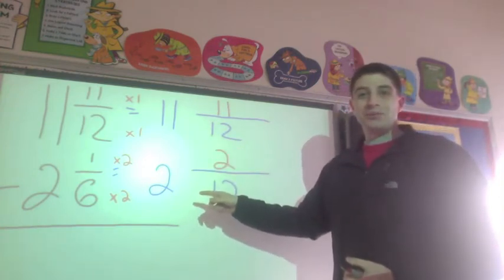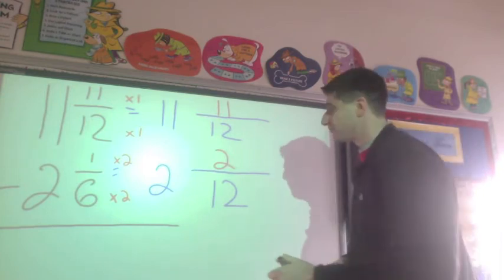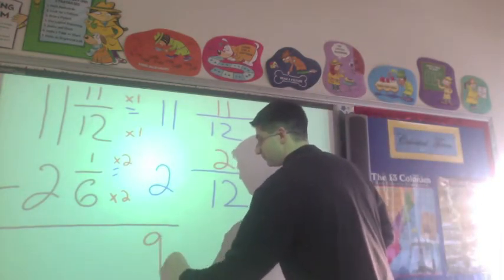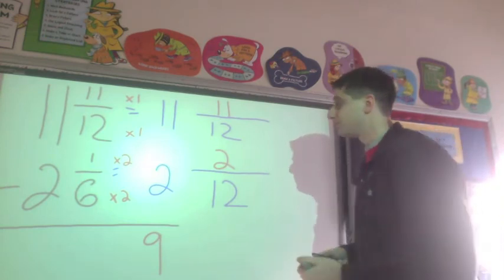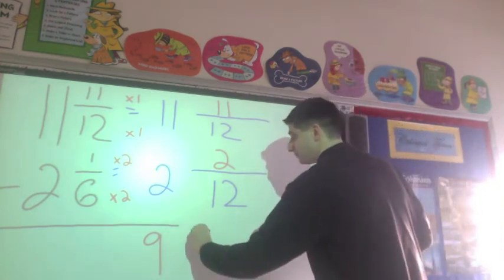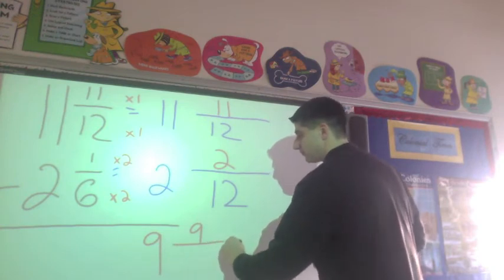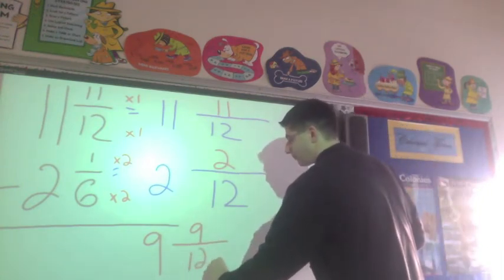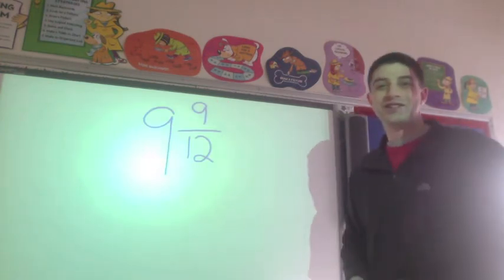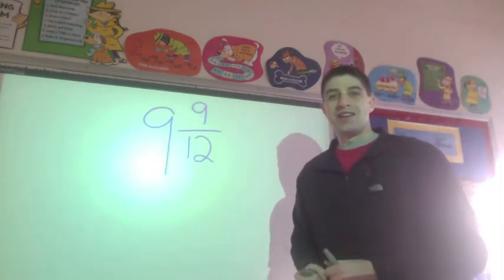11 minus 2, well, that does give me 9. And now I can subtract. 11 minus 2 also gives me 9. And then I go ahead and I keep my denominator the same. Now I could go to this slide, and I have 9 and 9/12.